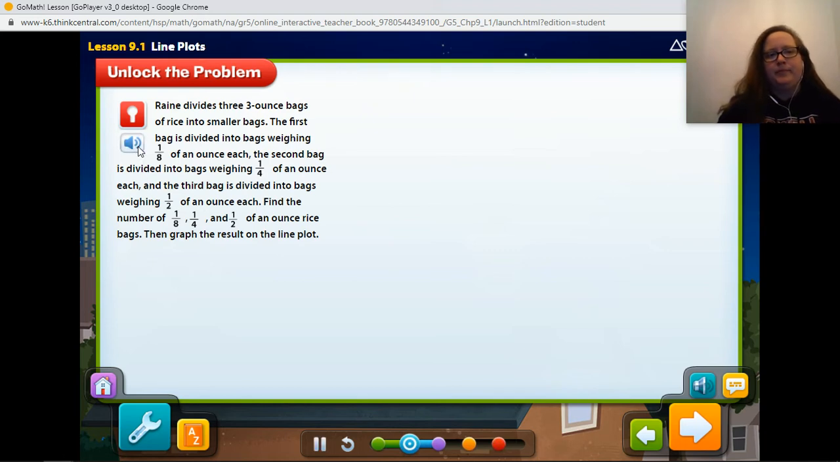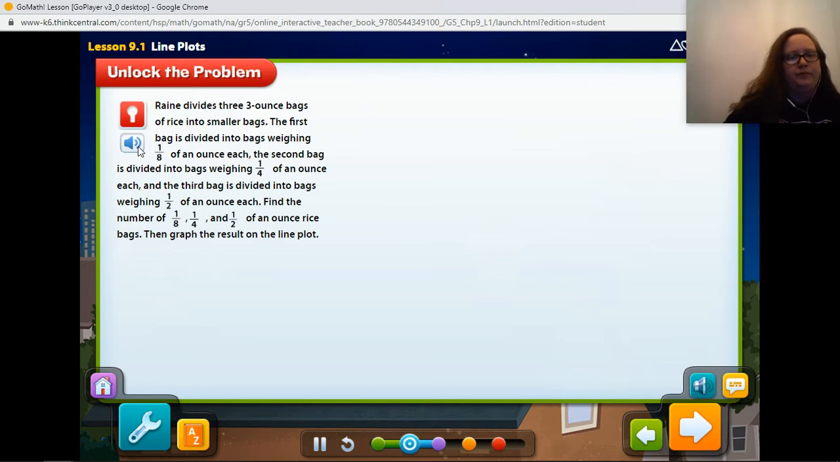Rain divides 3 3-ounce bags of rice into smaller bags. The first bag is divided into bags weighing 1/8 of an ounce each. The second bag is divided into bags weighing 1/4 of an ounce each, and the third bag is divided into bags weighing 1/2 of an ounce each. Find the number of 1/8, 1/4, and 1/2 of an ounce rice bags.